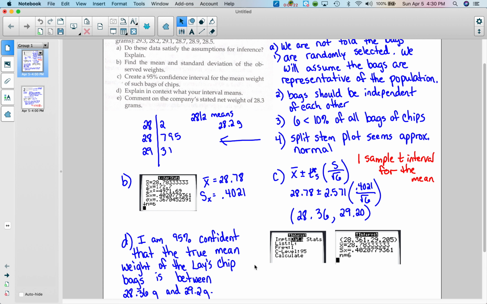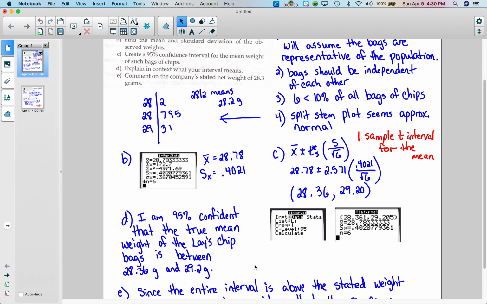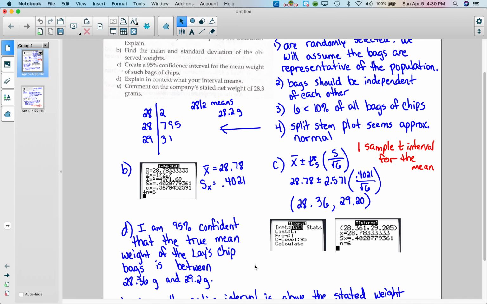But then, of course, it's very important that you interpret correctly. I am 95% confident that the true mean weight of the Lay's chip bags is between 28.36 grams and 29.2 grams. So that would be my interpretation of the confidence interval. And then part E asked to comment on the company's stated net weight of 28.3 grams.